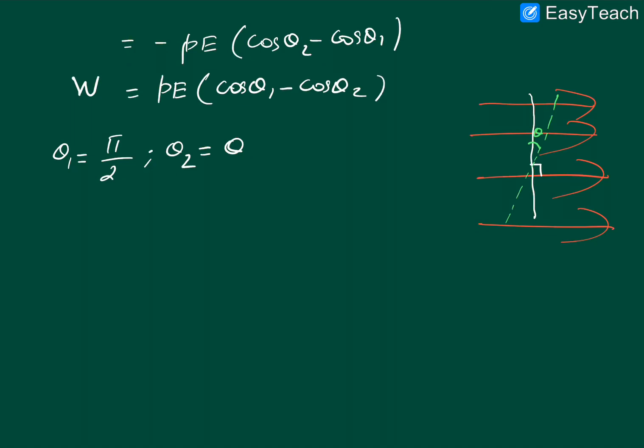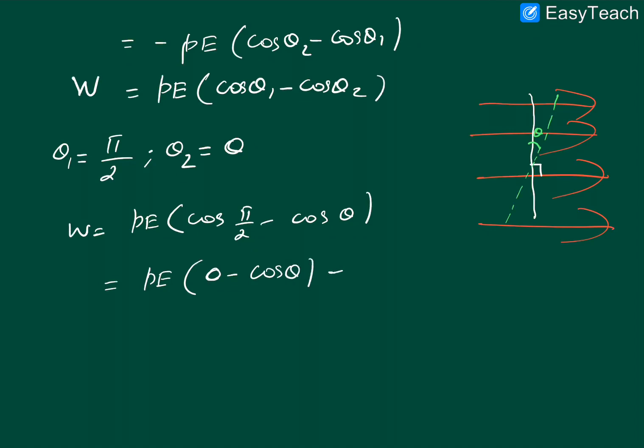Now apply these values, then W will be equal to PE into cos theta 1. What is theta 1? Pi by 2 minus cos theta 2, it is theta. What is cos pi by 2? Cos 90 is 0 minus cos theta. This is minus PE cos theta. So you got W is equal to minus PE cos theta.